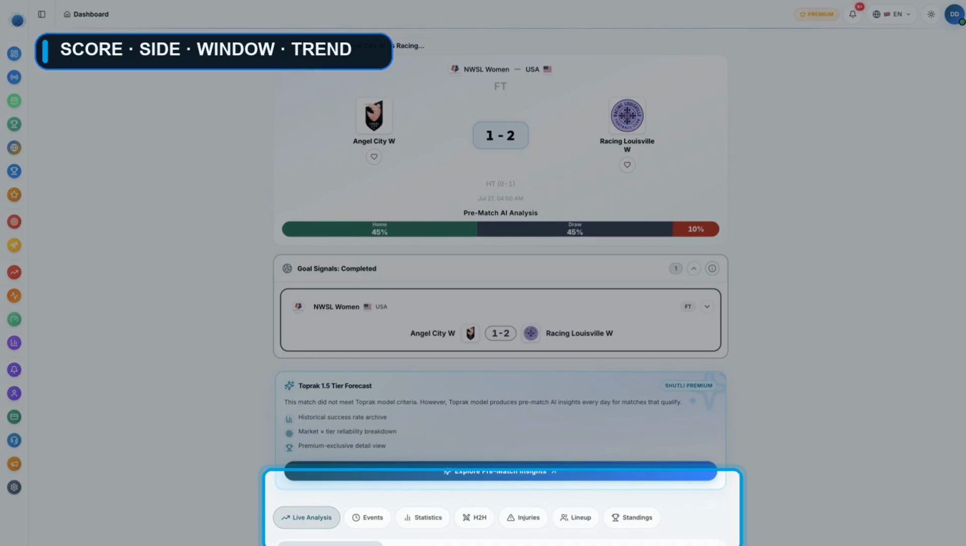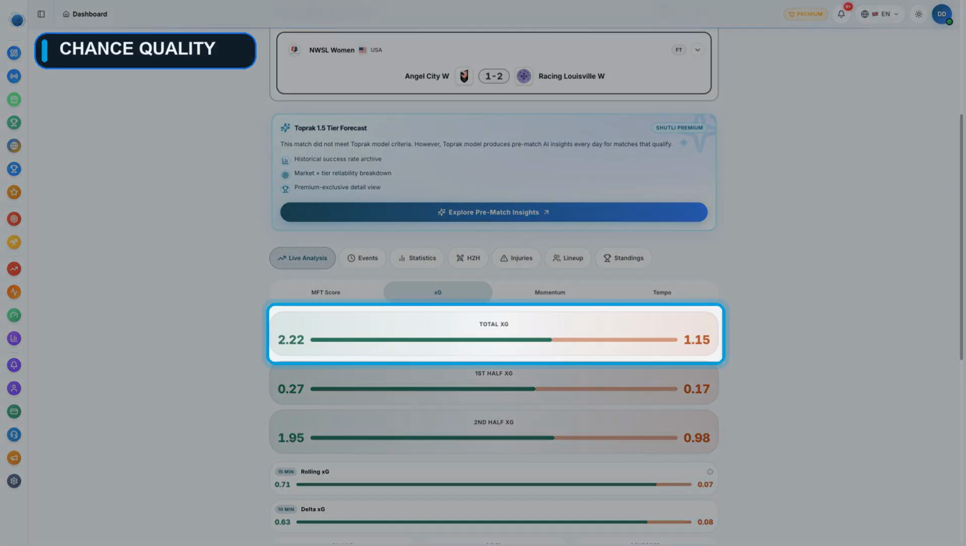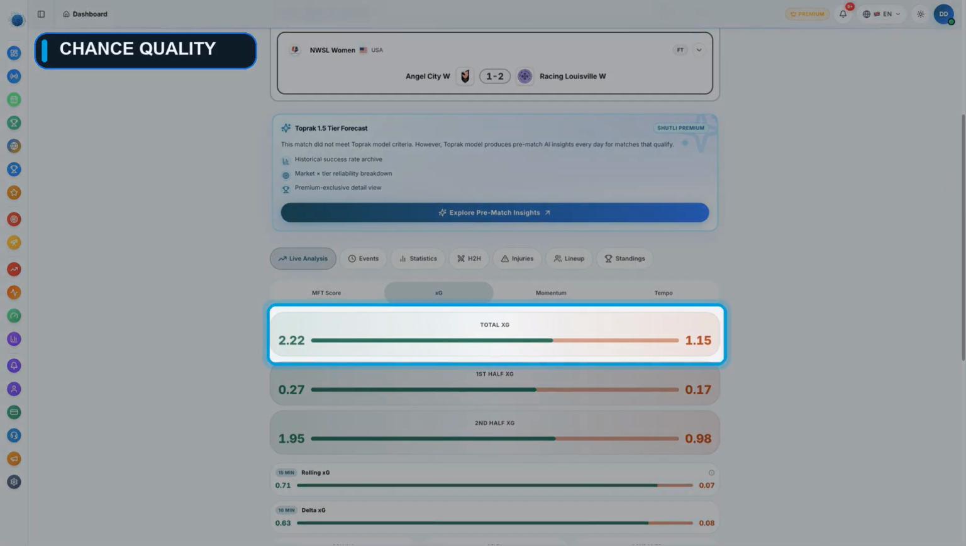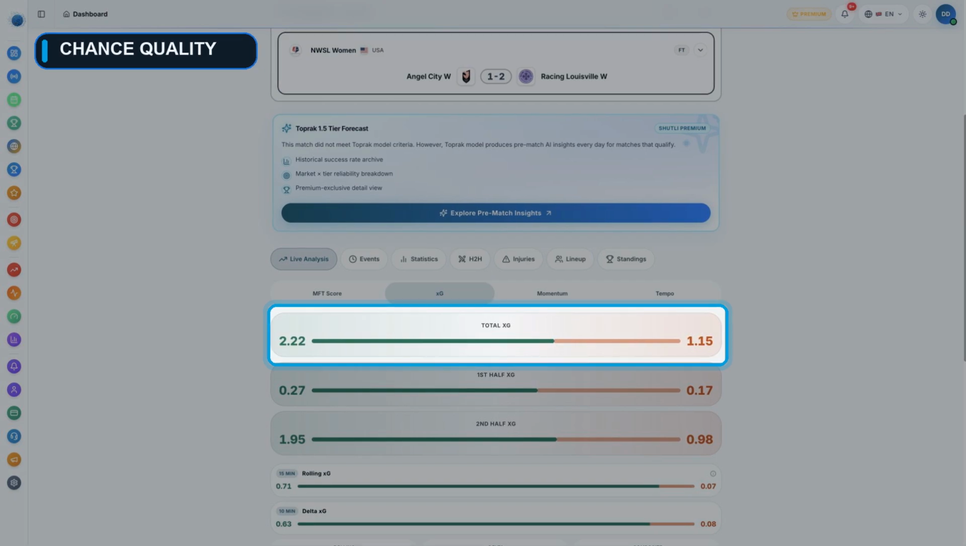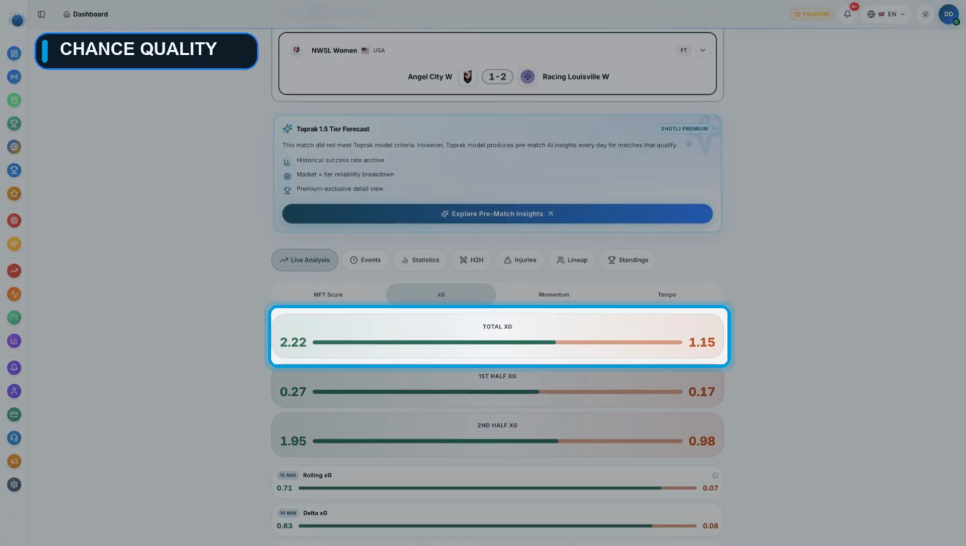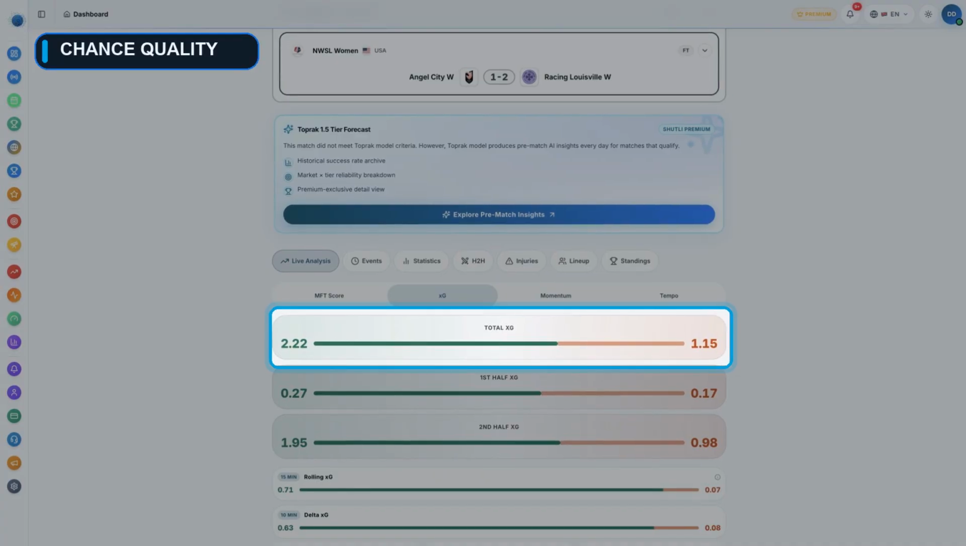XG, or expected goals, helps us read the probability of shots becoming goals and the overall quality of the chances created. Angel City's total XG is 2.22, while Racing Louisville's is 1.15. The home side produced higher overall chance quality, but the final score is 1-2. So XG does not mean this team definitely should have won. It is a probability-based measure of chance quality.